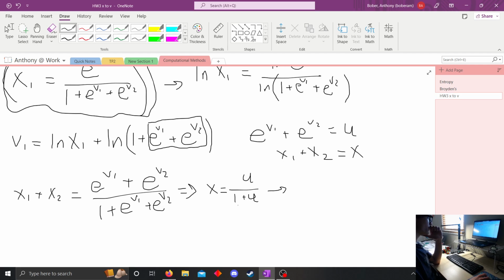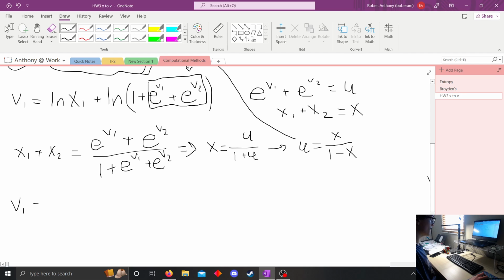So we would multiply this out: x plus xu equals u, so u minus xu equals x. I believe u would be x over 1 minus x. Is that correct? Because we would add that. Yeah, this should be correct. Okay, so we figured out what u is. So we're just going to plug this in for our u right here.